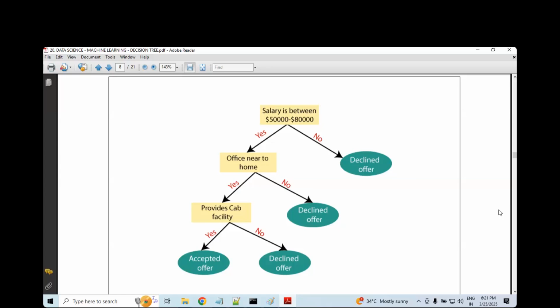Now here is a cross question. If the salary is between $50,000 and $80,000, here the decision comes into the picture. Maybe if he really likes this salary, what will he do? He will accept the offer. Imagine he got an offer letter and it specified only $40,000. Then no doubt he can decline the offer.